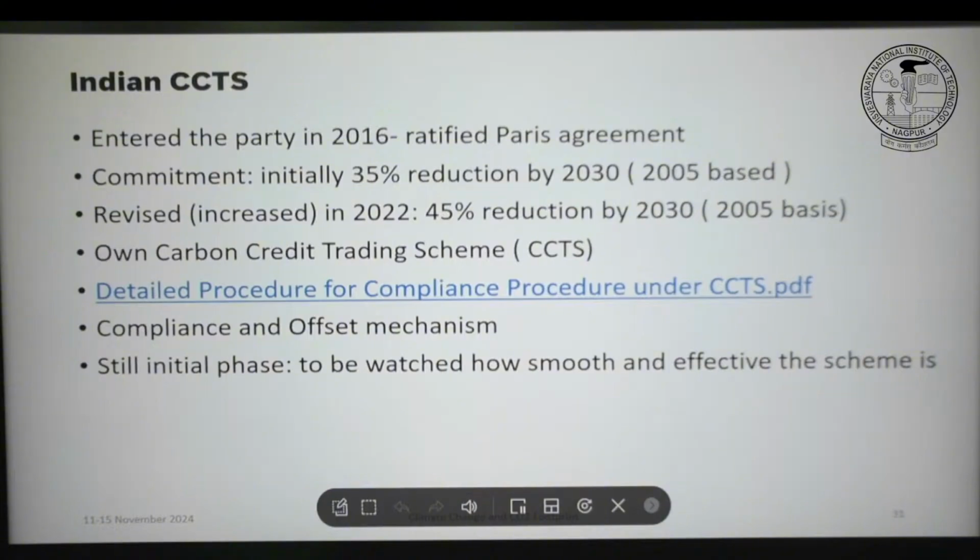But India has one advantage. We have a lot to learn from the European ETS. So I'm pretty sure this scheme will be much better than the ETS. Whatever mistakes they made, we could learn from and make our scheme much better.